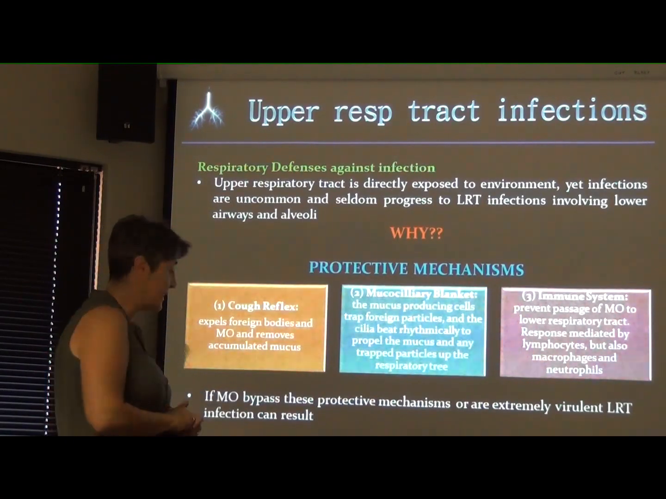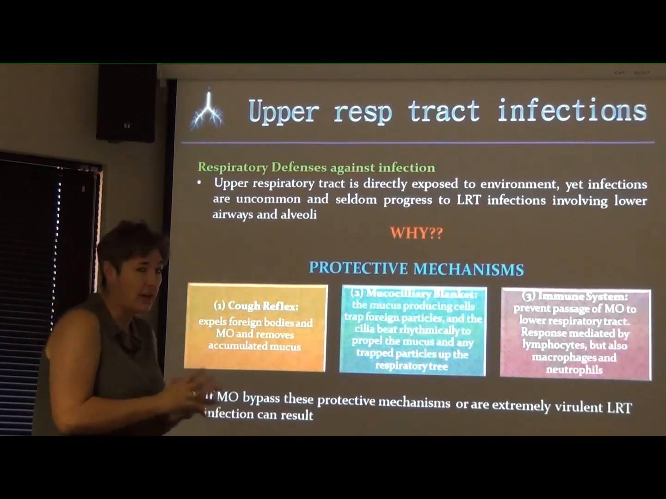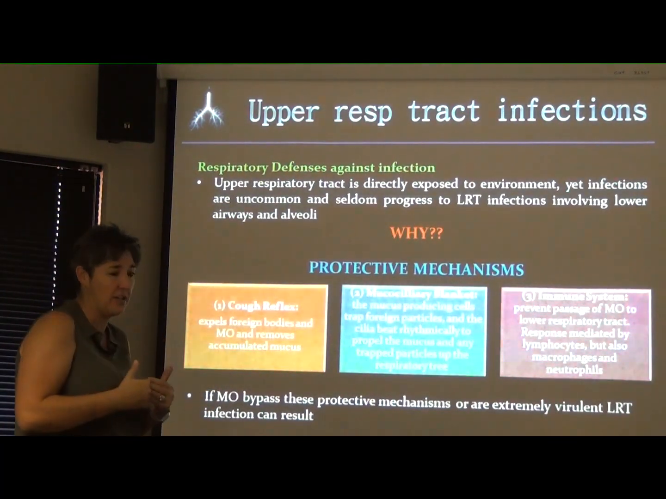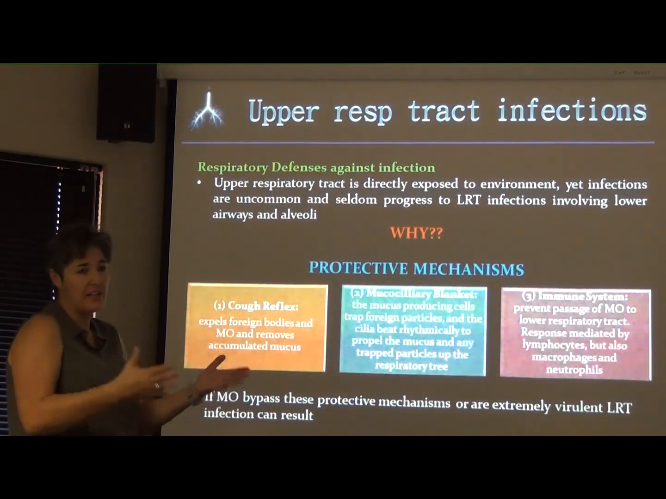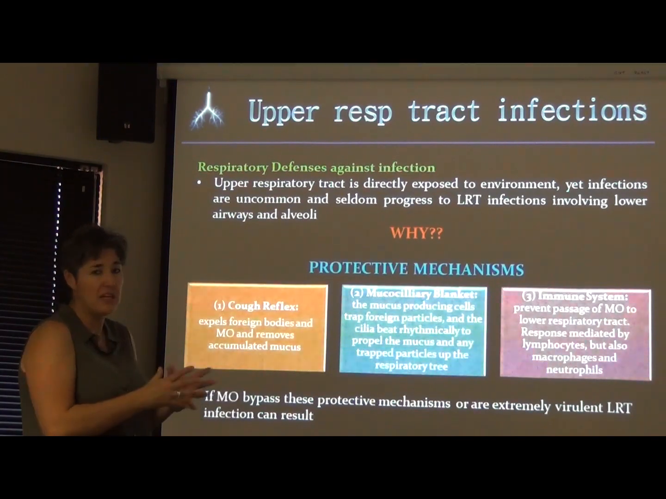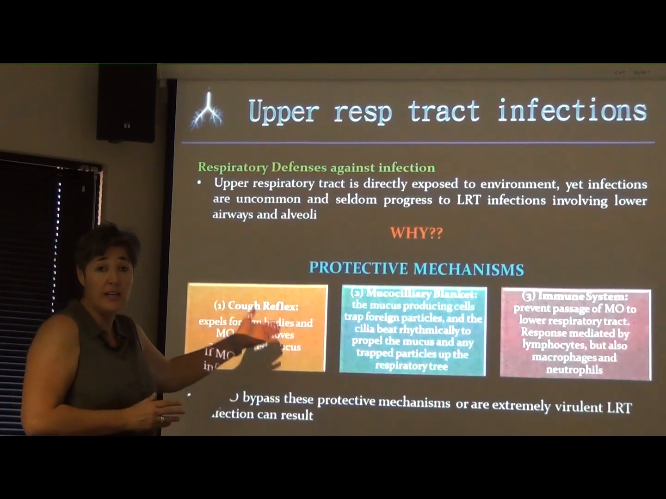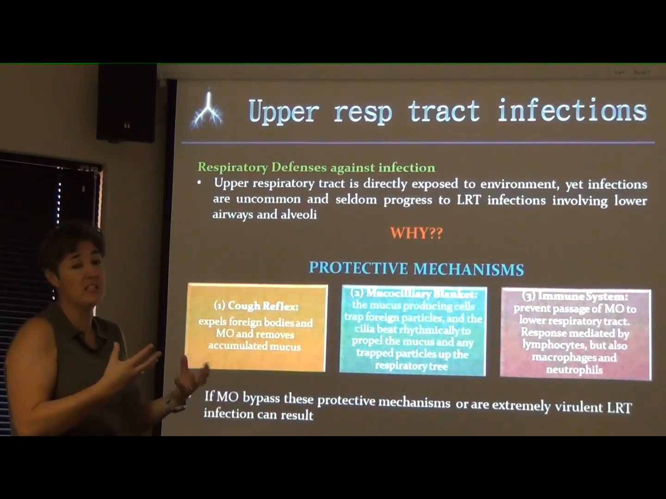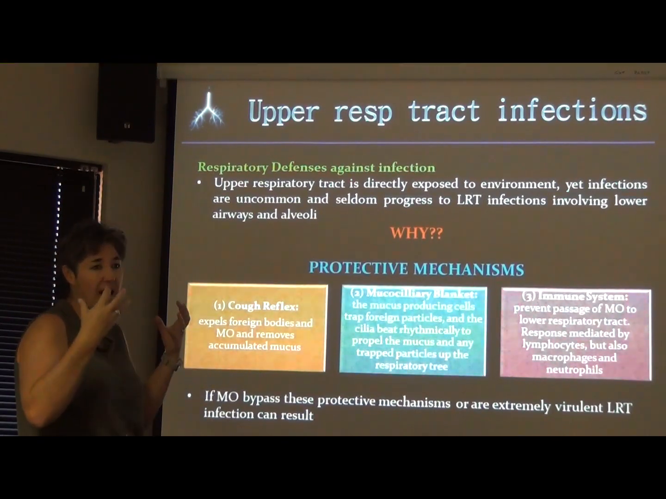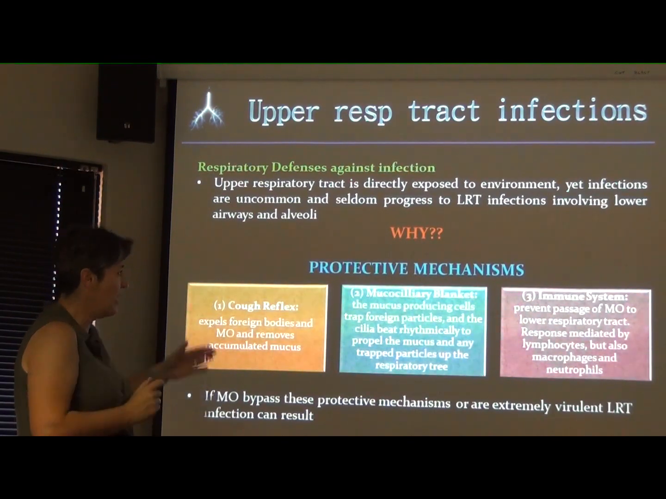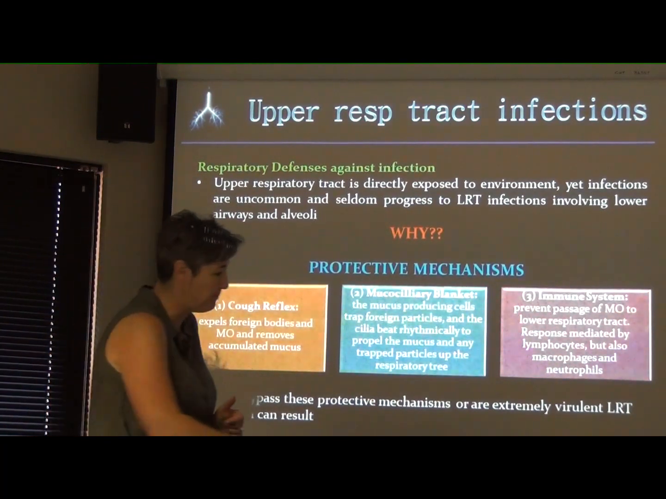In order for us to get a disease like pneumonia, a cold or influenza, the microorganism needs to bypass all 3 of these protective mechanisms, or it must be extremely virulent. That means it must be a very aggressive type of organism. Then obviously this will result in an infection.